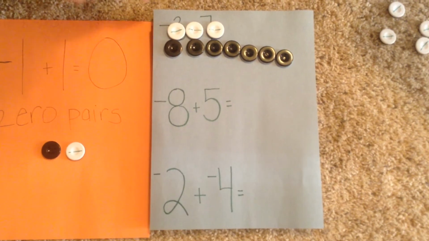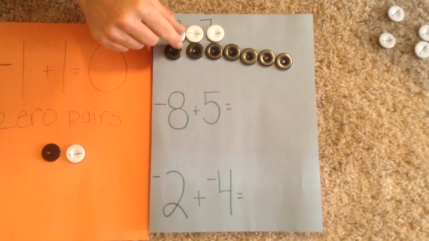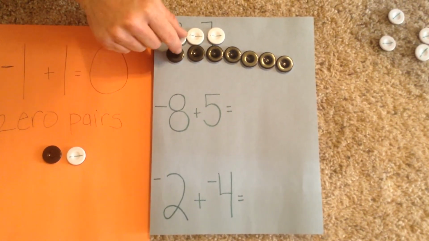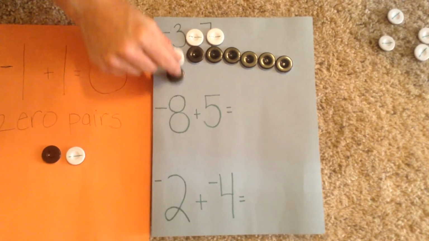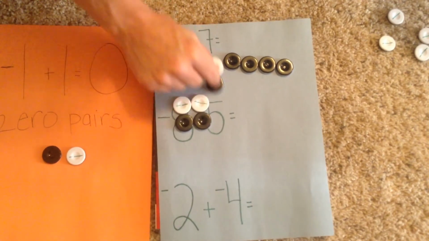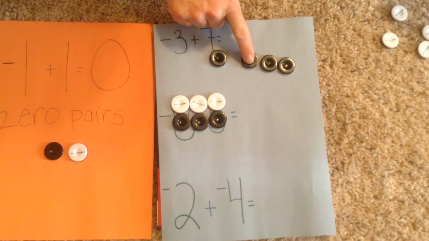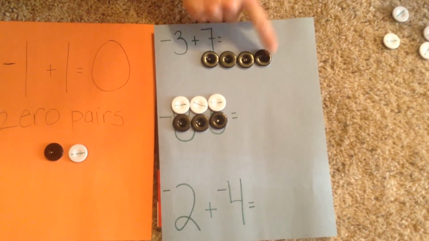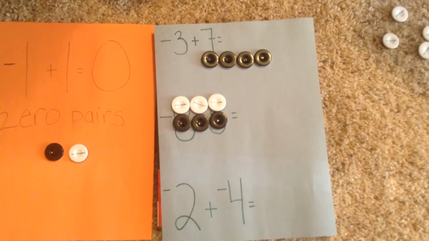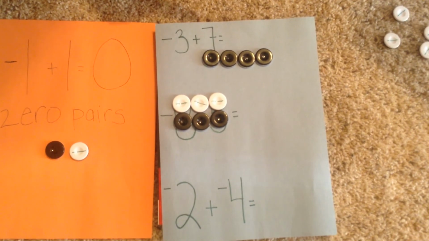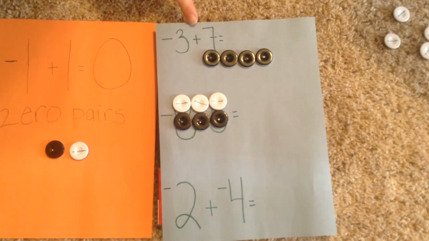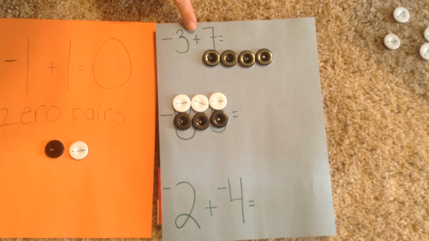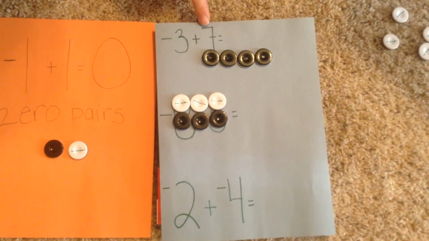We're going to cross out or get rid of the negative and positive pairs, the 0 pairs. 1, 2, 3, and we are left with 4 positive chips. So the answer is 4. The numbers being added were different, so we took the sign of the larger amount, which was positive 7.